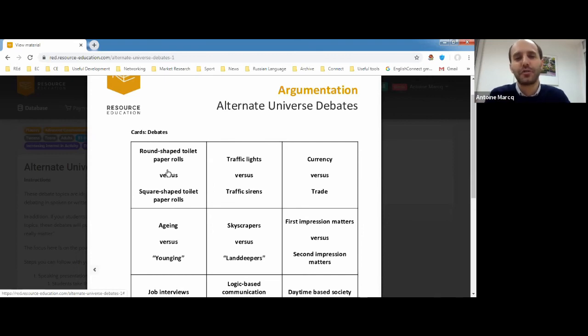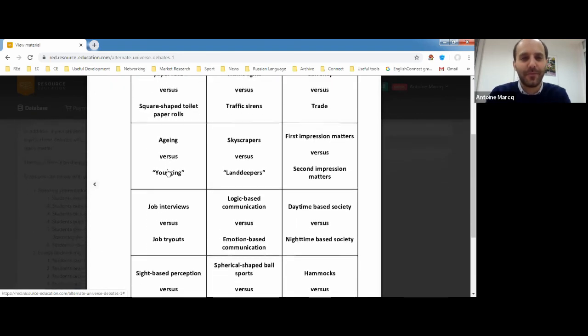I like the other one: traffic lights versus traffic sirens. To us, it's all obvious that we have red, yellow, and green traffic lights everywhere on all roads. But what if we changed that? What if we had traffic sirens? There would be a specific sound for when you can drive or when you can walk, and another specific sound for when you can't drive or walk. And students have lots of fun with these.